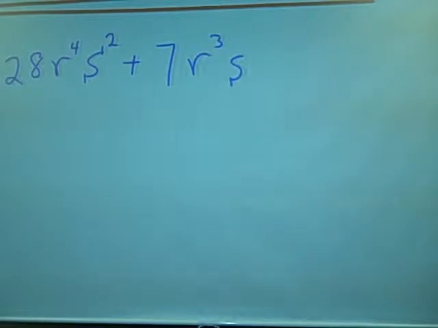try this. Here we have 28r to the 4th s, and put these little marks here so it's not confused with a 5 squared, plus 7r cubed s minus 35r to the 4th s cubed. All right, factor out the greatest common factor from that.